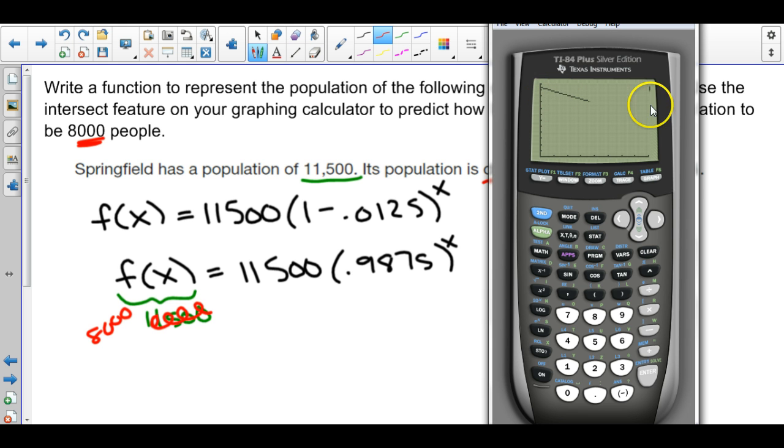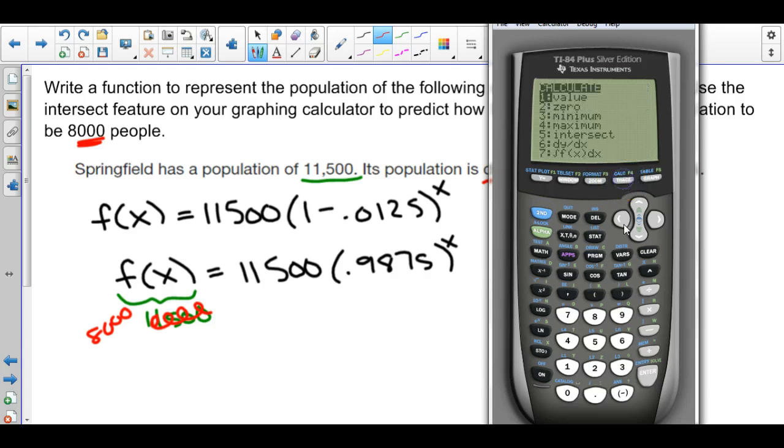And now I'm going to hit graph, and the first thing we're going to see is this slow curve coming down. And that's going to be the curve representing the population decrease over time. And then I have this line that goes straight across. The y equals 8,000 line is going to intersect at one point. If we think about that point, the x value of that point is going to represent time, and the y value represents the population. So we really want to find this intersection point because we know that the y value of it is going to be the 8,000, and we need to figure out the x value for time.